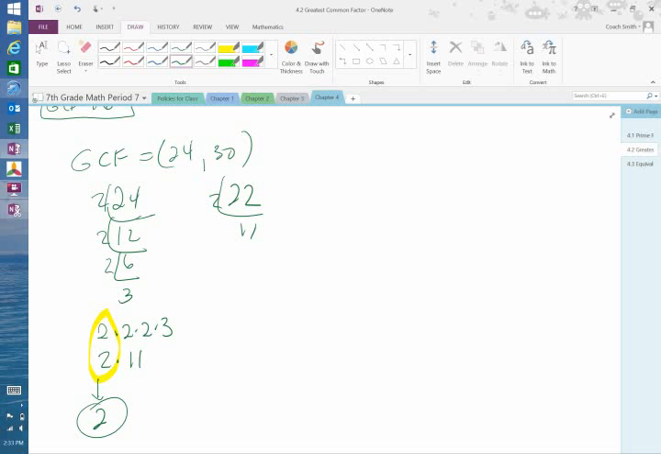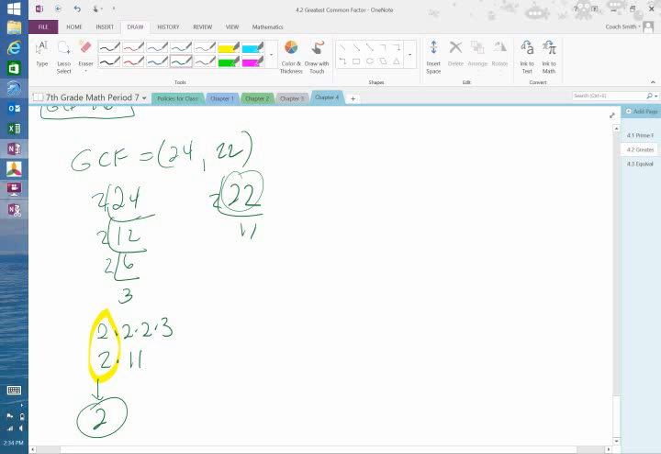What if you do 6 times 11? 6 times 5? Why would you do 6 times 5? Because it equals, no, I did 22, not 30. I changed it. That's why I prime factored 22.